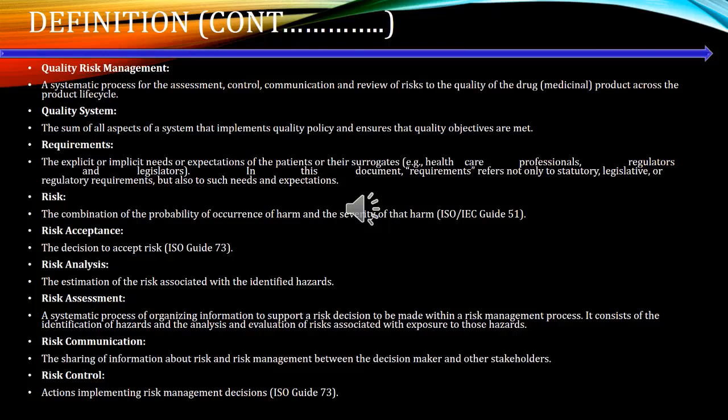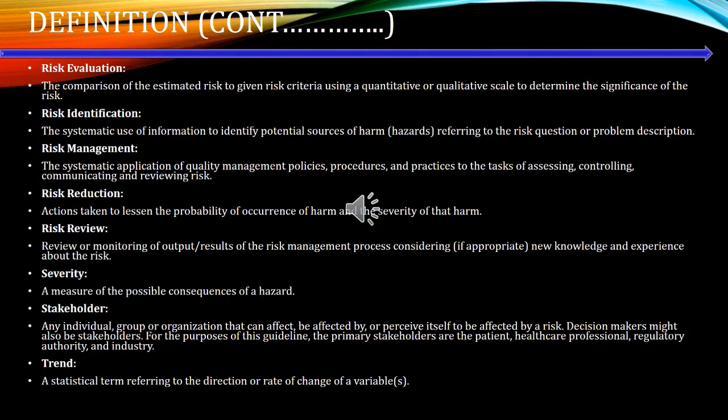Risk acceptance: the decision to accept risk, ISO Guide 73. Risk analysis: the estimation of the risk associated with the identified hazards. Risk assessment: a systematic process of organizing information to support a risk decision to be made within a risk management process. It consists of the identification of hazards and the analysis and evaluation of risks associated with exposure to those hazards. Risk communication: the sharing of information about risk and risk management between the decision maker and other stakeholders. Risk control: actions implementing risk management decisions, ISO Guide 73. Risk evaluation: the comparison of the estimated risk to given risk criteria using a quantitative or qualitative scale to determine the significance of the risk.